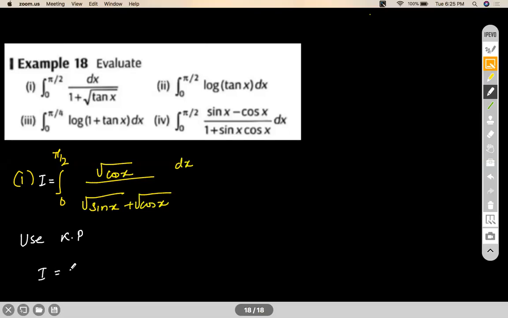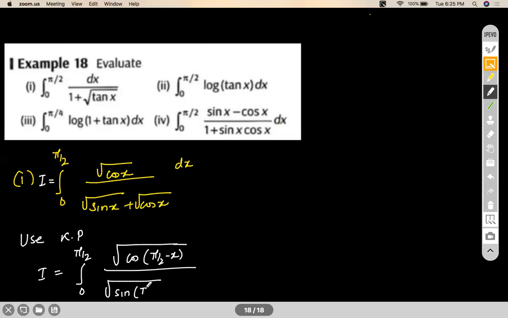then the same integral could be written as 0 to pi by 2. Now, one more thing while using King's property is, wherever you have x in the integrand, only those x have to be replaced with a minus x. A here is pi by 2. Only the x of the integrand is to be replaced. Do not replace the x of dx.